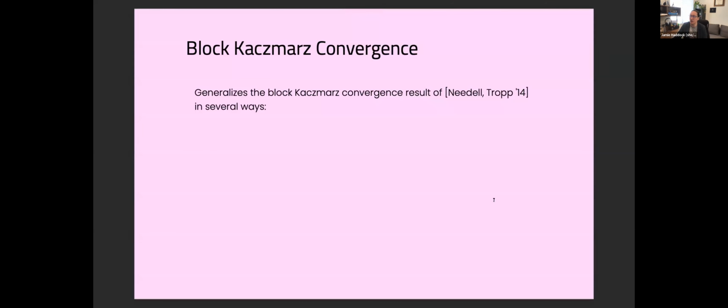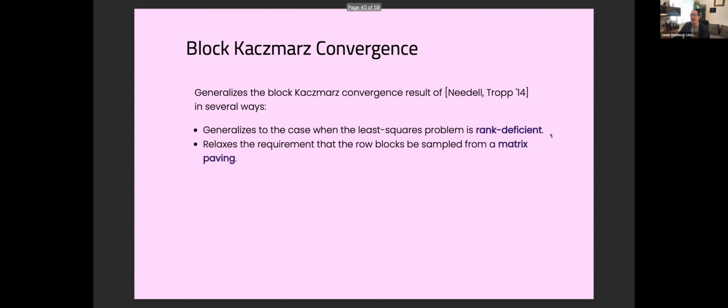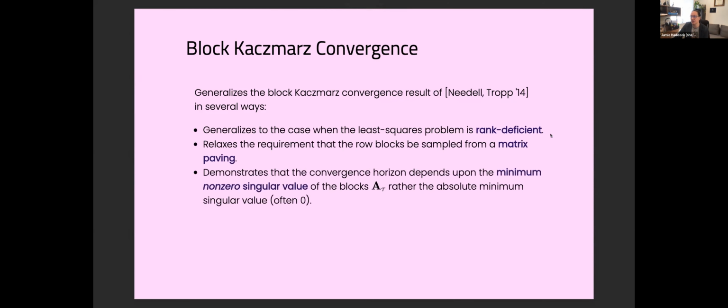Okay, so if you are familiar with some of the work of Deanna Needell, in particular Deanna Needell and Joel Tropp's 2014 analysis of the randomized block Kaczmarz method, let me just say that the result you just saw generalizes their result in a few ways. So first, it deals with the case where the least squares problem might be rank deficient. It relaxes the requirement that the row blocks be sampled from a matrix paving to this concept of a covering. And it demonstrates that the convergence horizon depends upon the minimum non-zero singular value of the blocks rather than the absolute minimum singular value, which can often be 0.